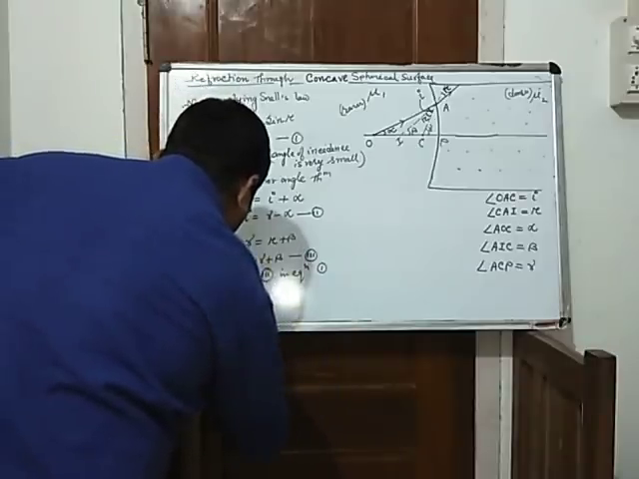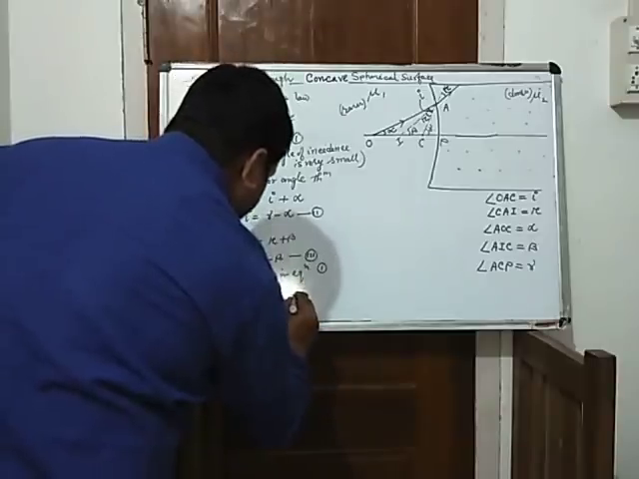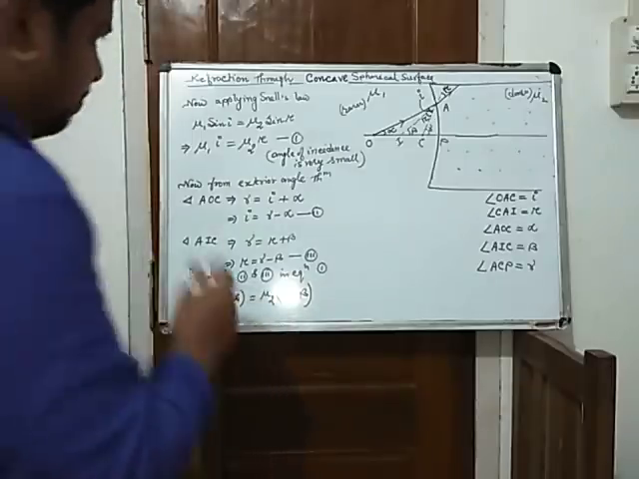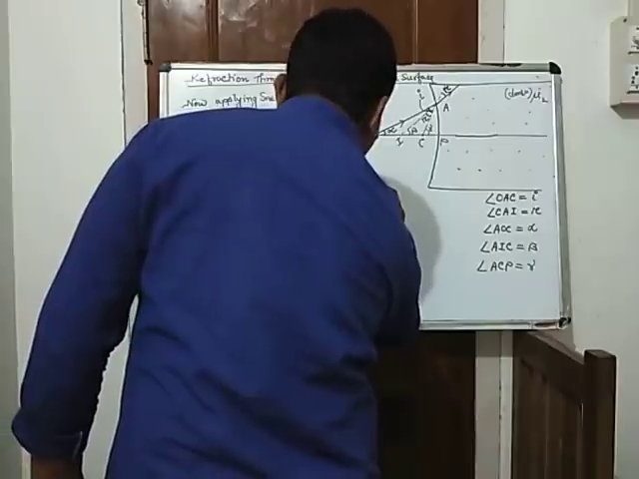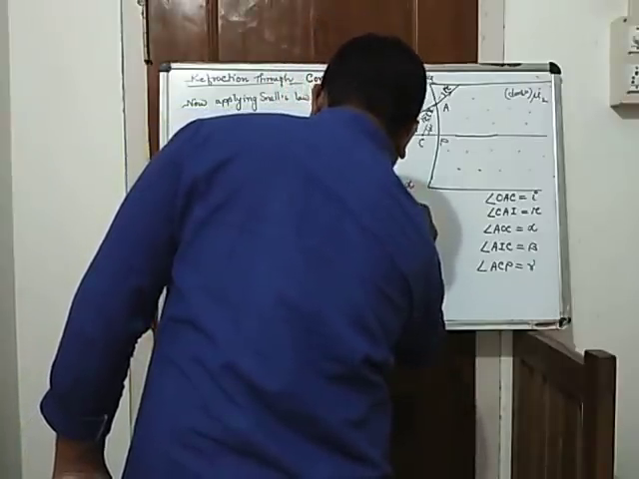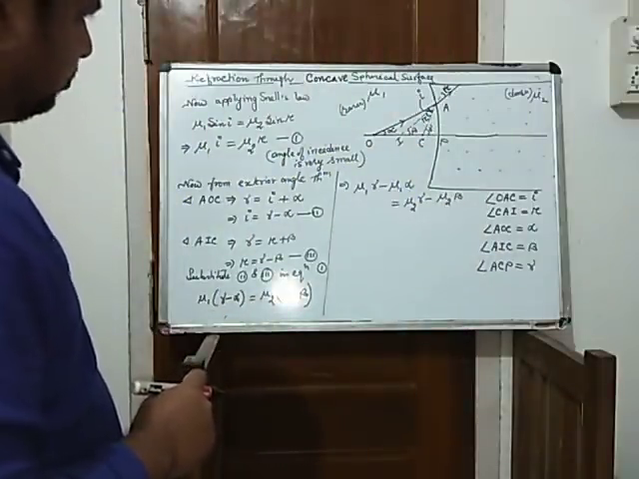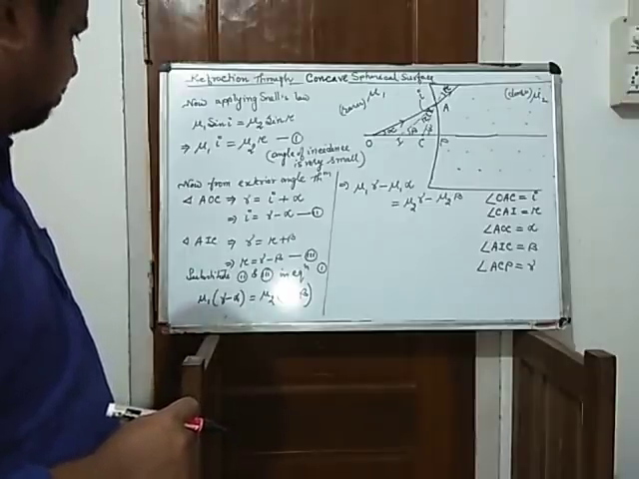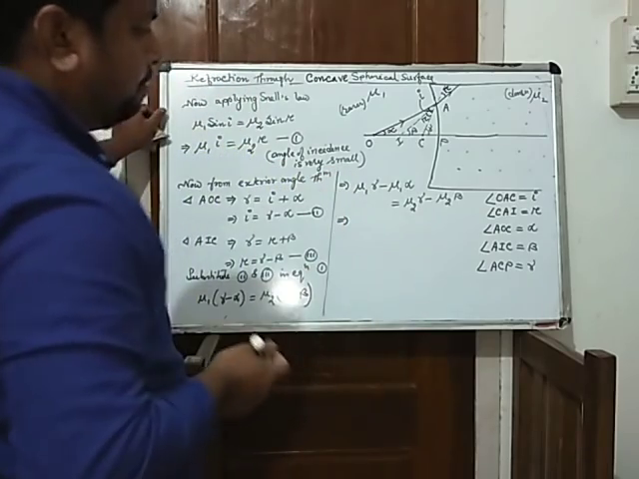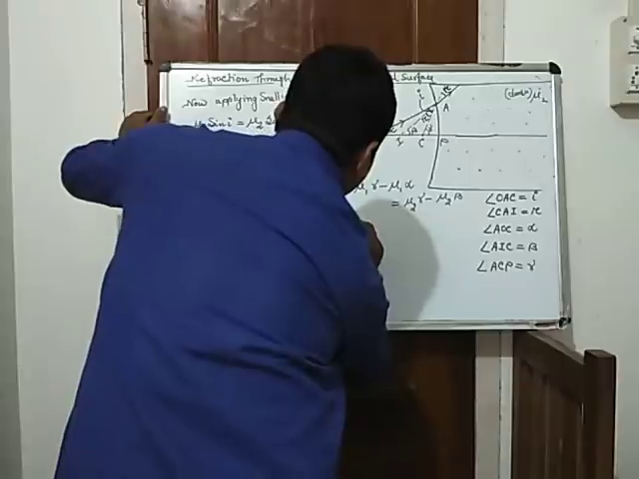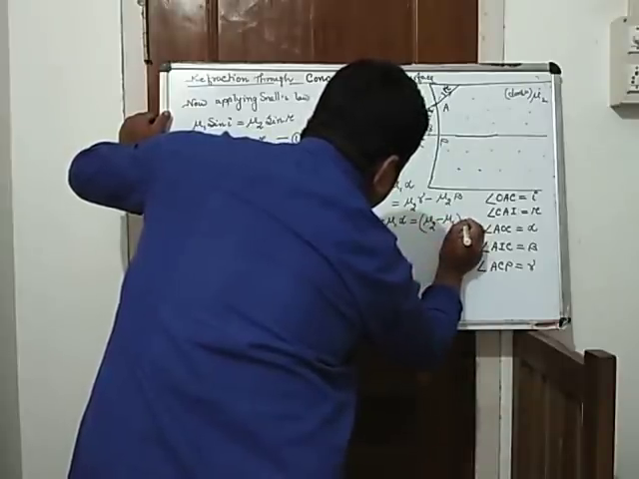Mu 1 into (gamma minus alpha) equal to mu 2 into (gamma minus beta). Break the brackets: mu 1 gamma minus mu 1 alpha equal to mu 2 gamma minus mu 2 beta. Taking alpha and beta to the left side and gamma to the right side: mu 2 beta minus mu 1 alpha equal to (mu 2 minus mu 1) gamma.